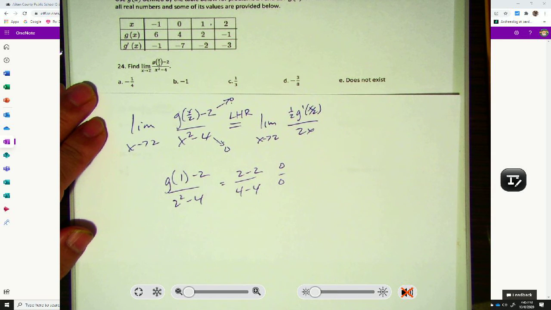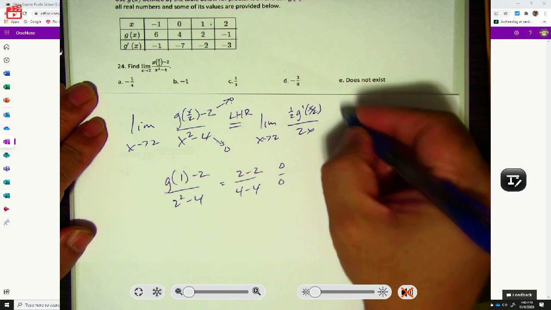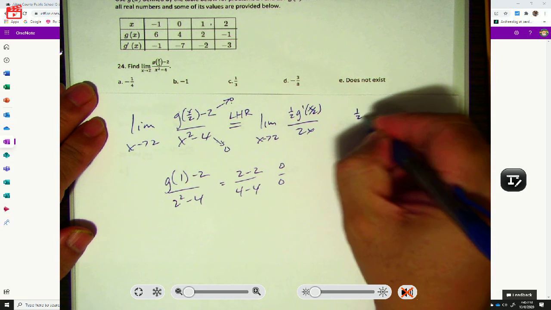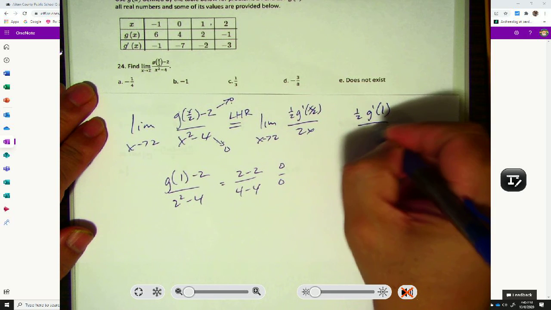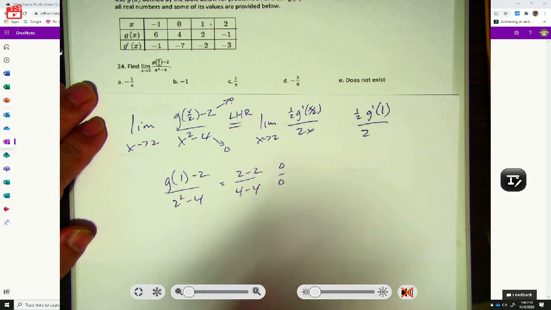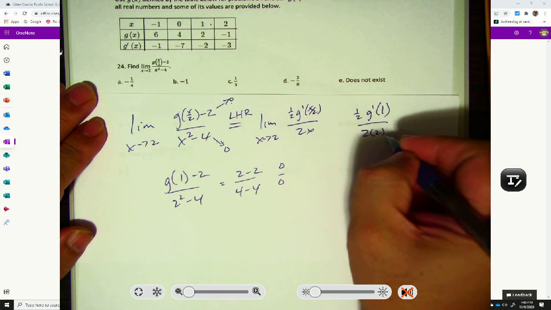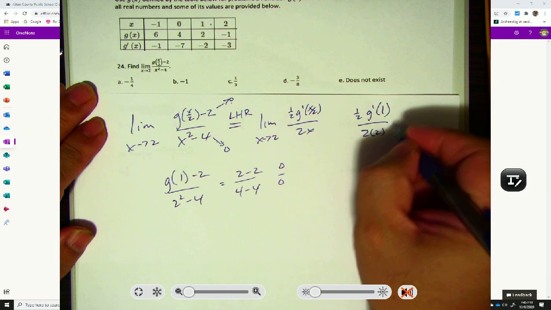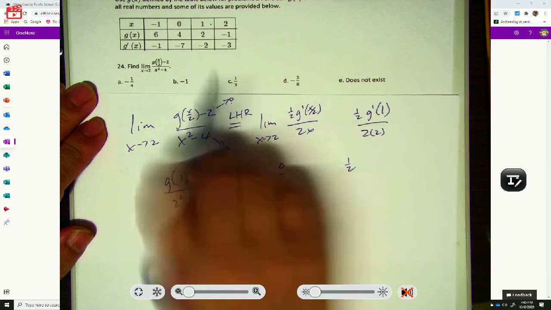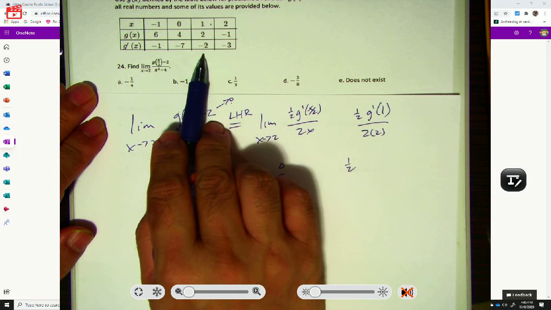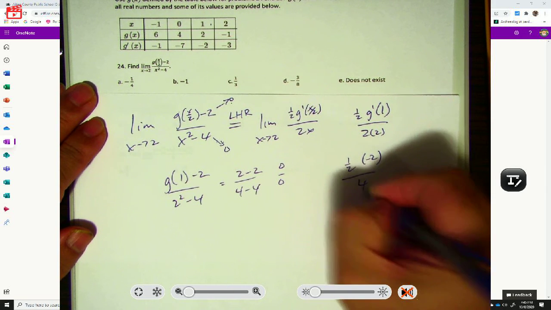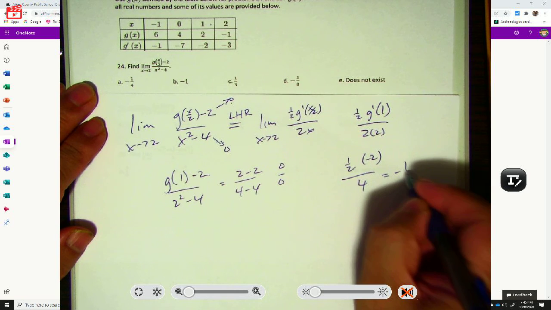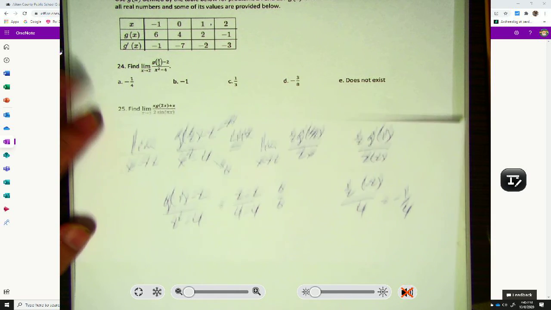Alright, now I'll plug in the 2. So it'd be 1 half g prime of 2 over 2, g prime of 1, over 2 times 2, which is 4. So that's going to be 1 half. g prime of 1 is negative 2. So 1 half of negative 2 over 4. So that becomes negative 1/4. And that's choice A.